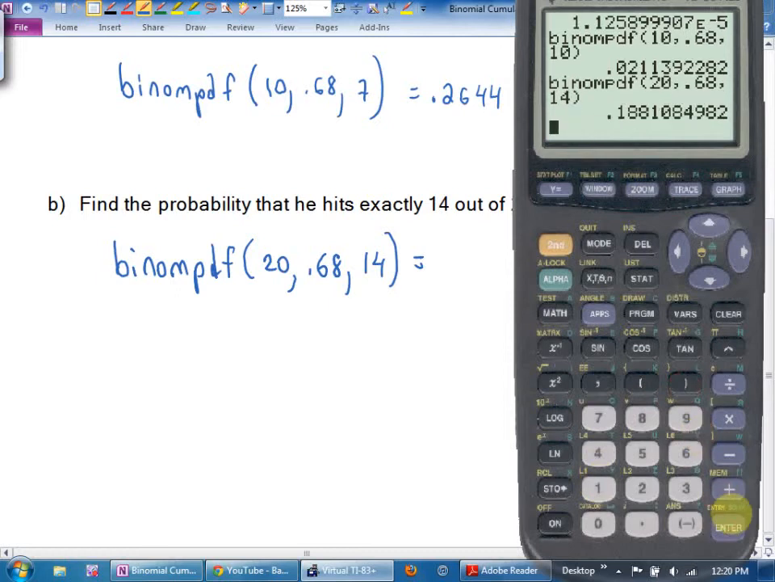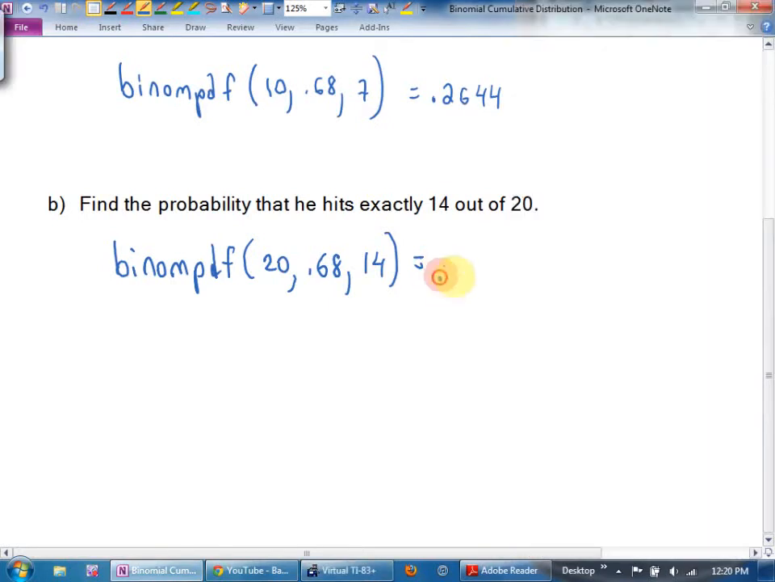Not as likely, because now you're aiming for a smaller target. 0.1881. Okay. Is there anybody that's not able to get this on your calculator? This is your chance to ask. We're all good? All right.